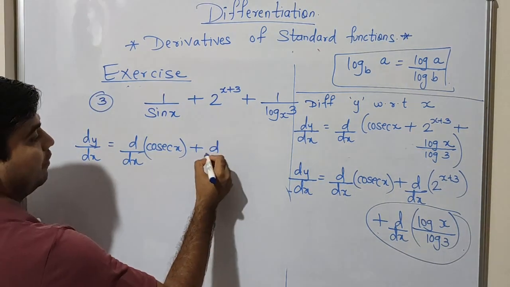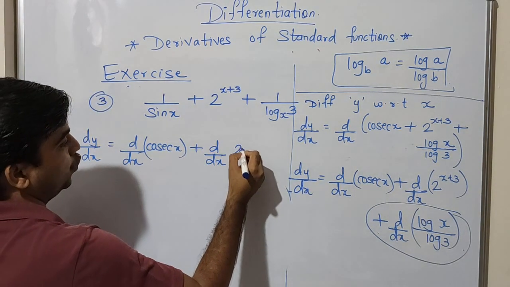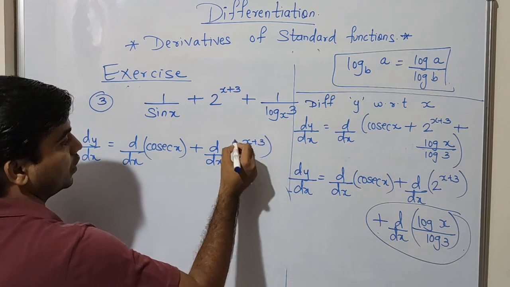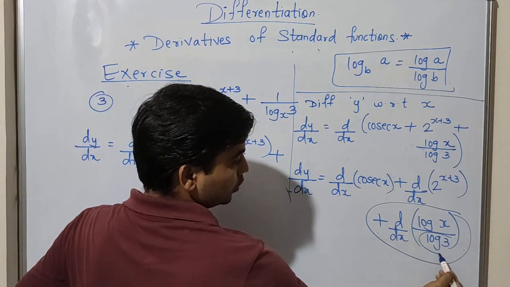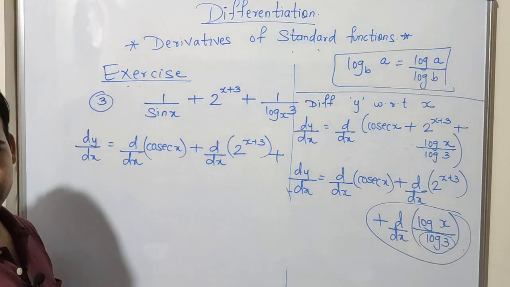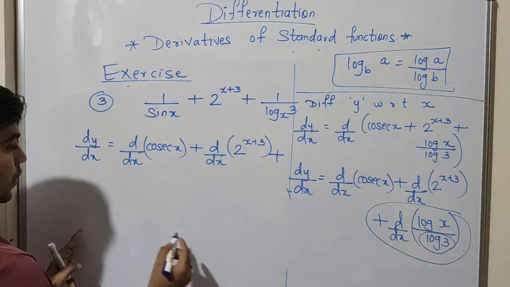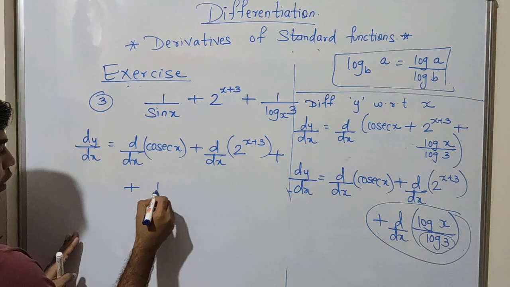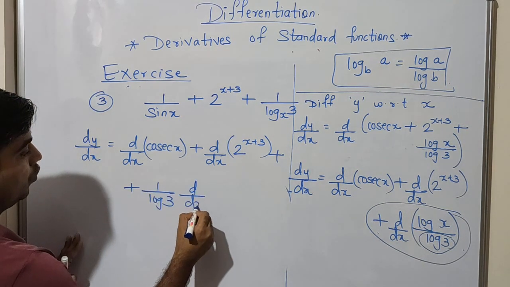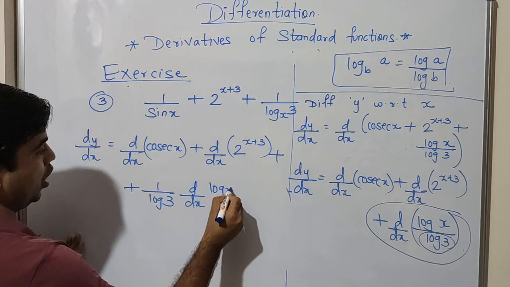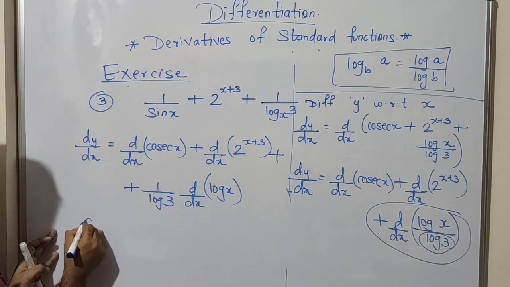Plus the derivative of 2 raised to x plus 3, plus over here is 1 upon log 3, which acts as a coefficient. Okay, so you can keep it aside. So plus 1 upon log 3 into the derivative of log x. Now you can differentiate this.